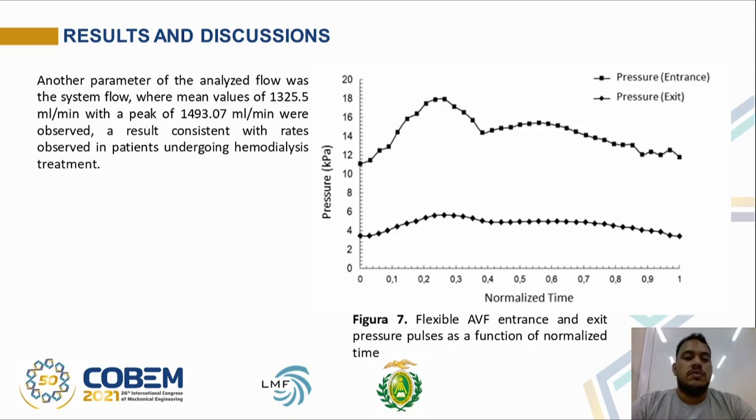Another parameter of the analyzed flow was the system flow, where mean values of 1325.5 mm per minute were observed, with a peak of 1493.07 mm per minute. We observed a result consistent with rates observed in patients undergoing hemodialysis treatment.